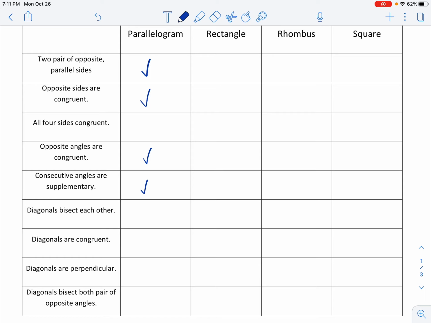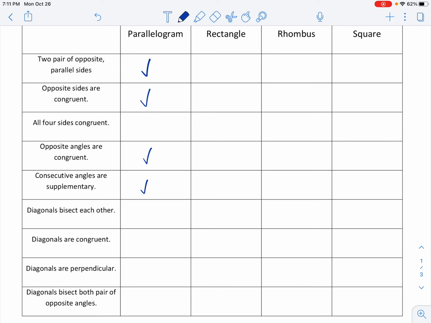Oh, consecutive angles, I'm sorry. Now, what does consecutive mean? Do you remember? Consecutive means that they are next to each other. If you were to go around the parallelogram, the angles that are right next to each other should be supplementary. So they sum to 180.